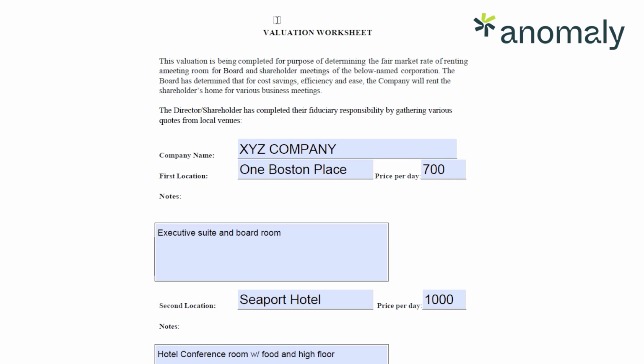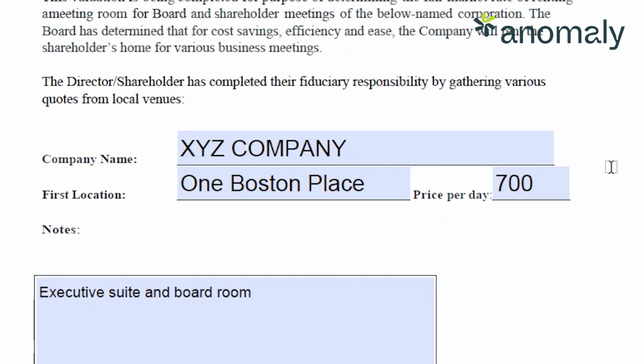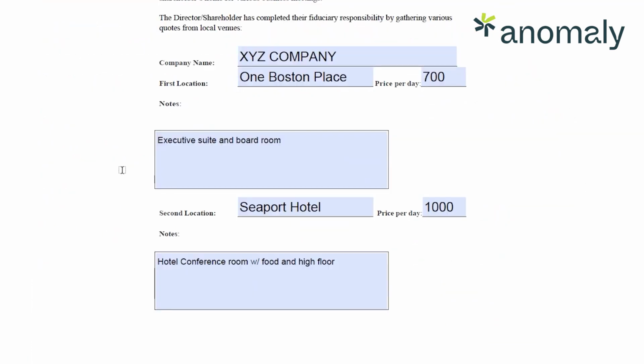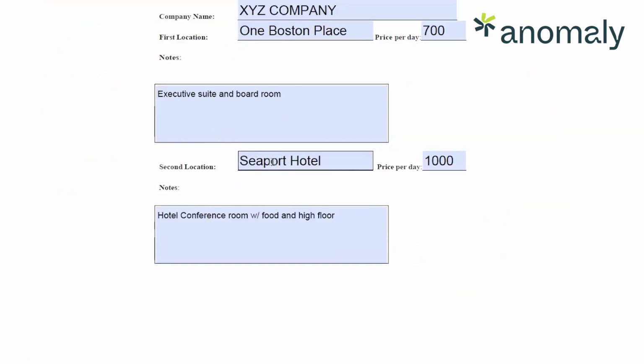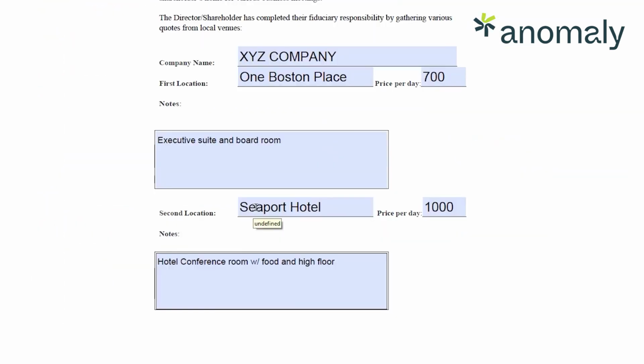So in this case, we're going to use Boston as an example. We're going to say XYZ company has looked at the following locations. The first location we see here was $700 per day for an executive suite. And we see the second location that we got a quote from, $1,000 per day, but it's a hotel conference room. They have food and it's up on a higher floor. So, okay, there we have two quotes from a hotel and from an office building of what it would cost to rent out a meeting room for a day. So we know it's between $700 and $1,000 in this zip code where XYZ company is located.